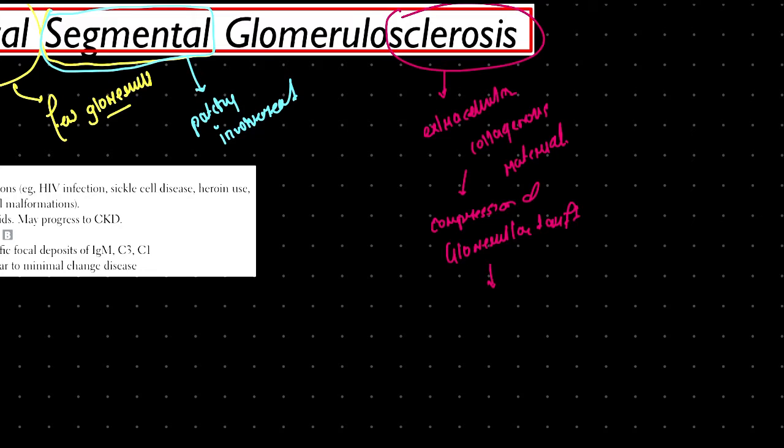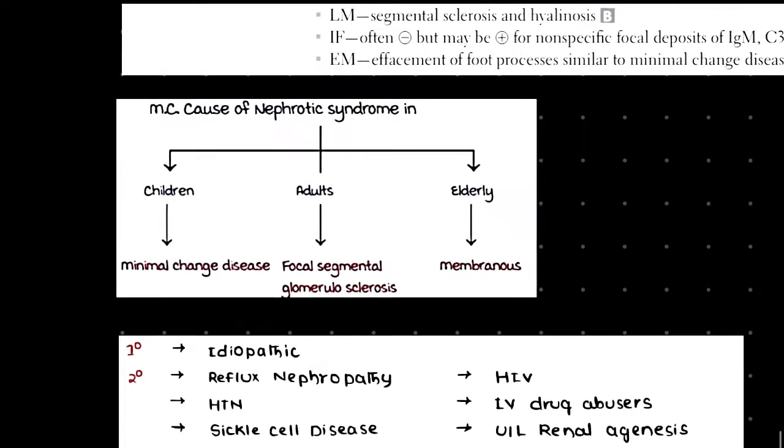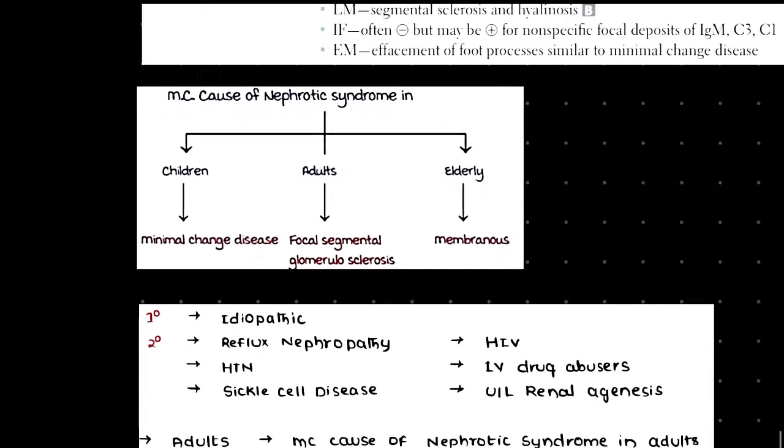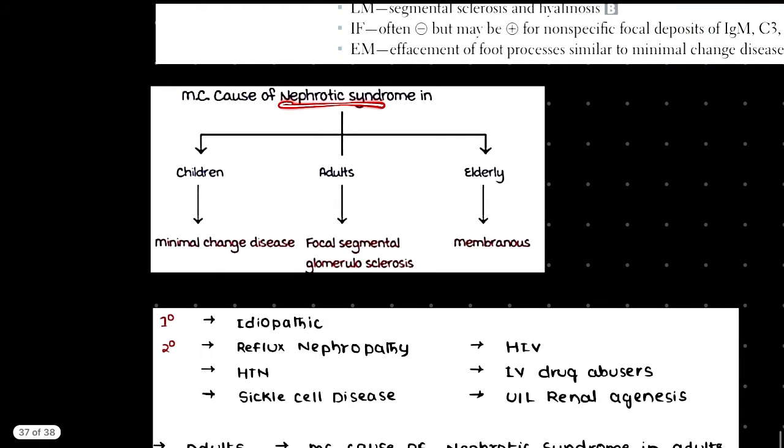Now let us go toward the causes. Focal segmental glomerulosclerosis is the most common cause of nephrotic syndrome in the case of adults. Similarly, the most common cause of nephrotic syndrome in children is minimal change disease, that we memorized through the C. And in elderly individuals it is membranous glomerulopathy, which we'll be discussing after this lecture.